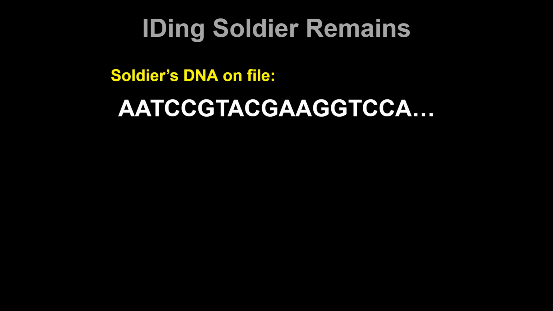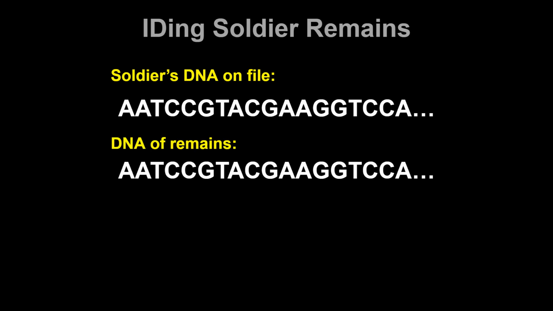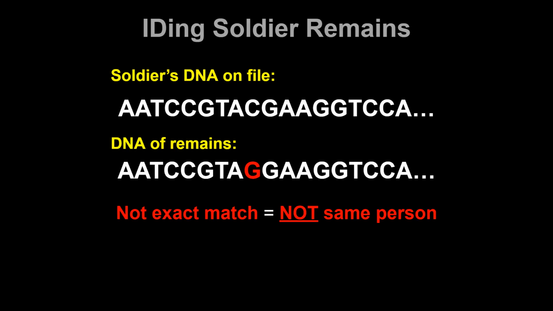So here's an example. A soldier has their DNA on file. So they have sequenced particular sections of this soldier's DNA. And then if the worst happens and they need to positively identify some of the remains, what you do is you just match that up. And if it's an exact match, that's the same person. So those remains go with that soldier. If, on the other hand, it's not exactly the same, then that's not the same person and it probably goes with someone else.